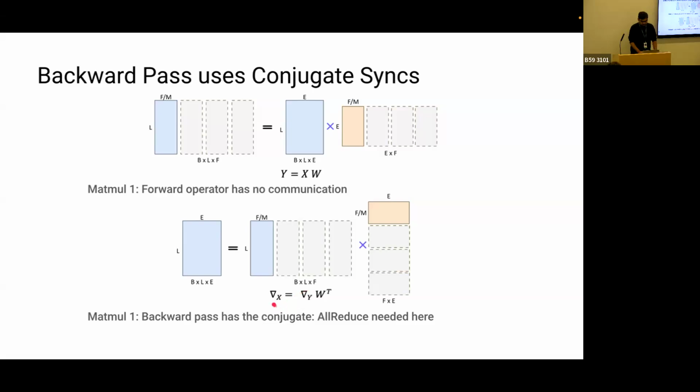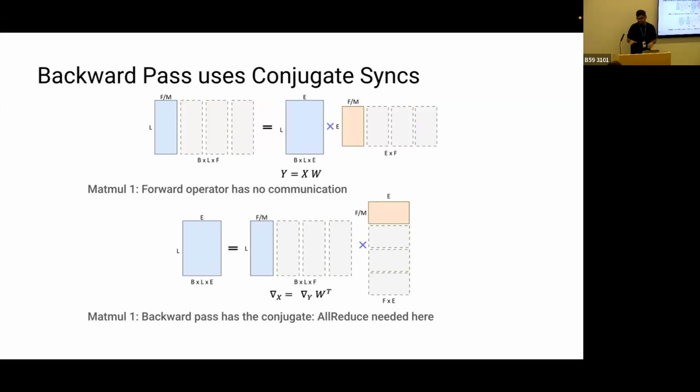So if you think about what the gradient of the loss with respect to X is, it's going to take a look at a tensor that's batch times L times F, in this case F by M, because it's sharded on multiple GPUs. And you're multiplying it by the weight matrix transpose. So that was your weights, it's now transposed. So you have F by M comma E. So now your inner dimension is sharded for the backward pass, which means you need an all-reduce communication collective here to actually sync the gradients.